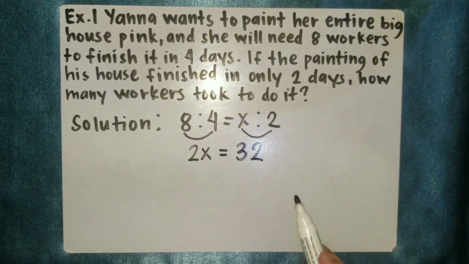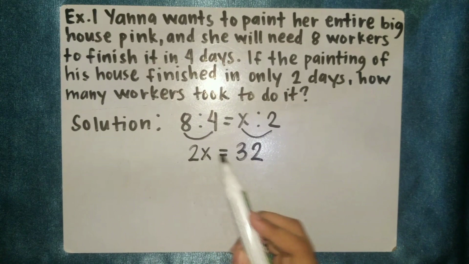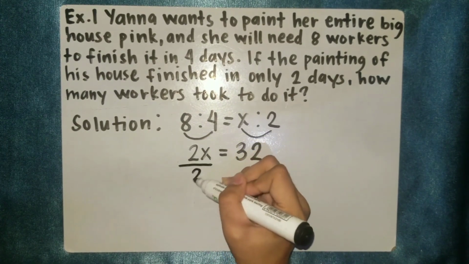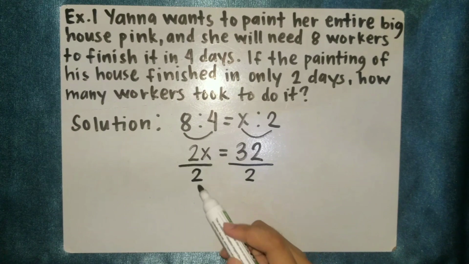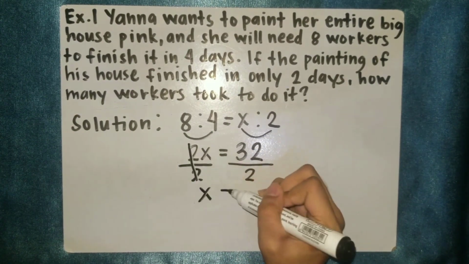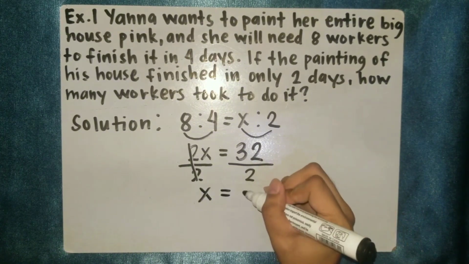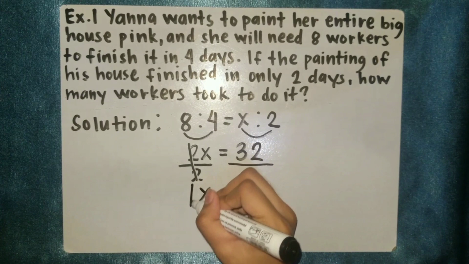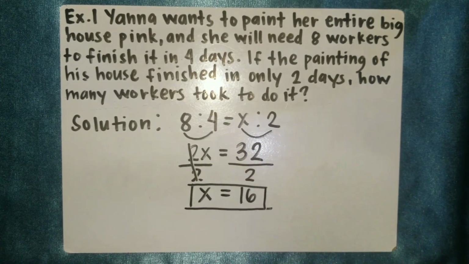Then next, we will solve for x. To solve for x, we will divide 2 by both sides. 2x divided by 2, makakancel na tong 2 at x na lang yung matitira. 32 divided by 2 equals 16. In conclusion, 16 workers took to do it.